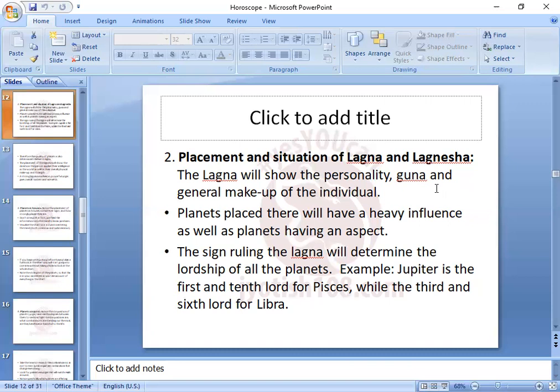Right. So if the Lagnesha is sitting in a Dusthana or in an Upachaya house, you might not like some aspects of your personality. You might not like some of the ways you do things, or the way you do things. So it is very important to understand the difference between the Lagna and the Lagnesha, right?